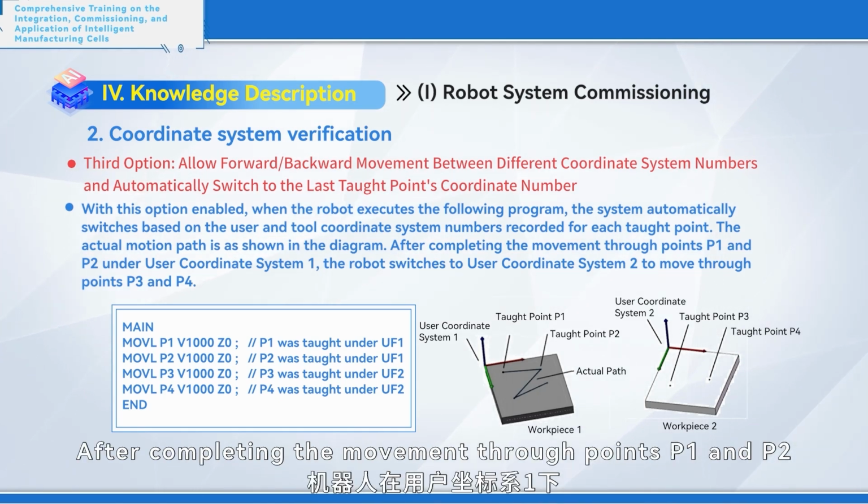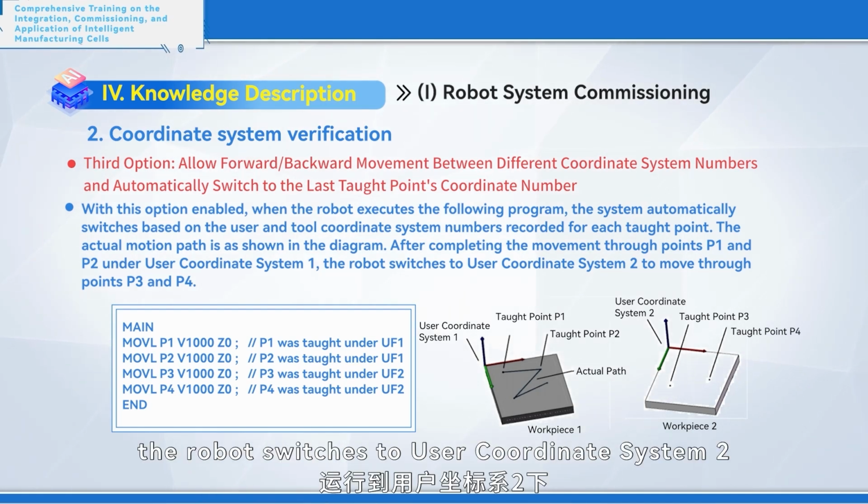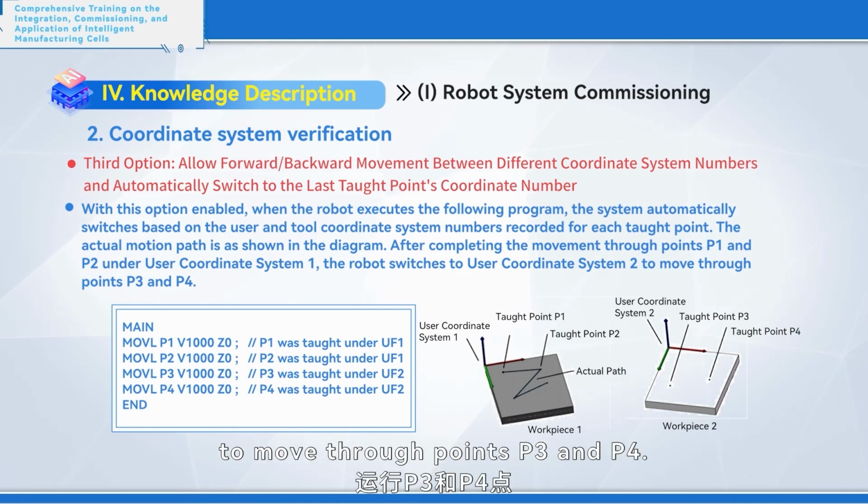After completing the movement through points P1 and P2 under User Coordinate System 1, the robot switches to User Coordinate System 2 to move through points P3 and P4.